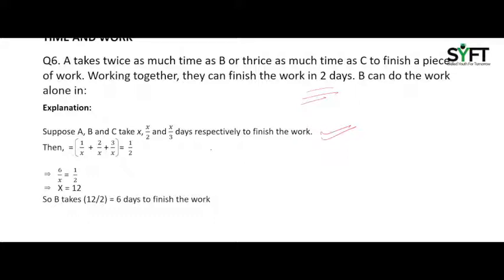That is on the left side. So LCM is x, and 1 plus 2 plus 3 is nothing but 6. 6 by x is equal to 1 by 2. So x is equal to 12. So B takes 12 by 2, which is 6 days, to finish the work.